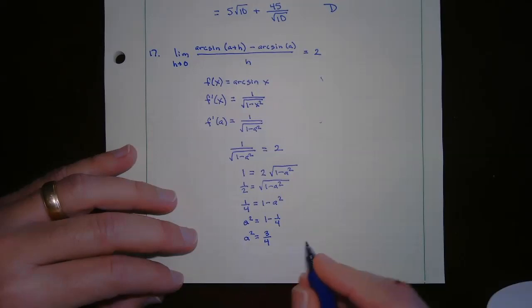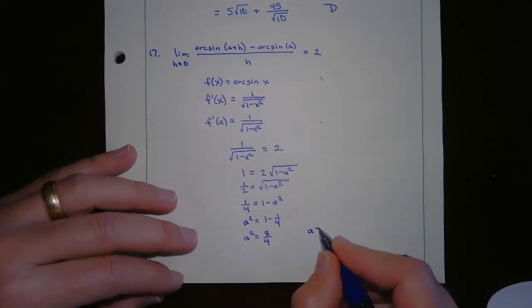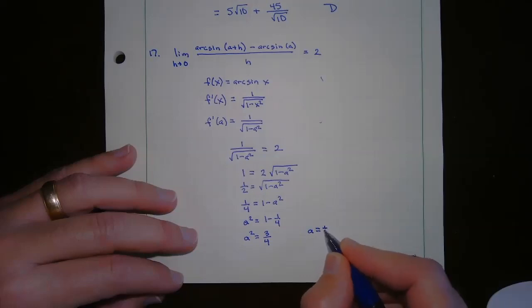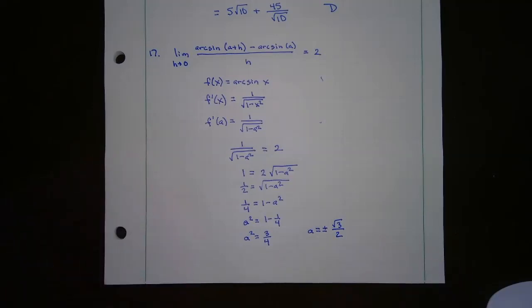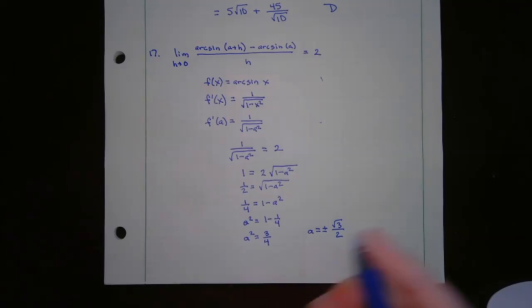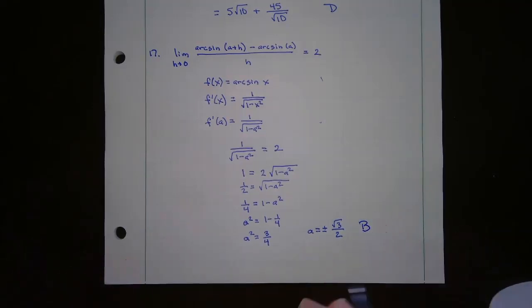When you square root both sides, you get a is equal to plus or minus the square root of 3 over the square root of 4, which is 2. So a is either positive or negative square root of 3 over 2. They didn't give you an option of negative square root of 3 over 2, they just gave you the square root of 3 over 2. So the answer to this would be B, okay? All right, so let's go on to number 18.